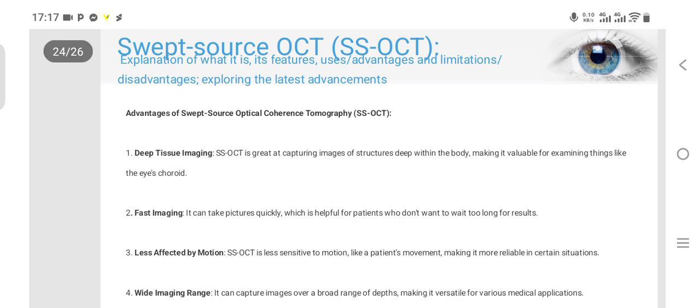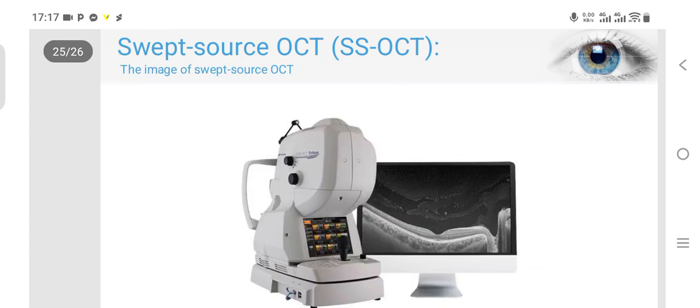Then we have the swept source OCT. Advantages: deep tissue imaging, fast imaging, less affected by motion, and a wide imaging range. We are still exploring their types. Then we have the swept source OCT. This is an example here so that you can see what it looks like.